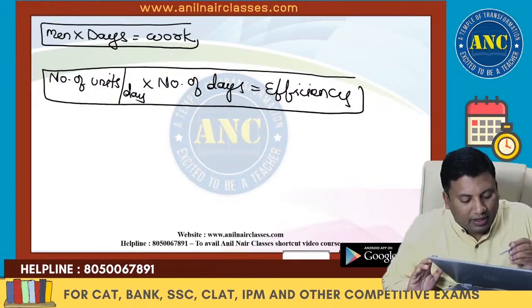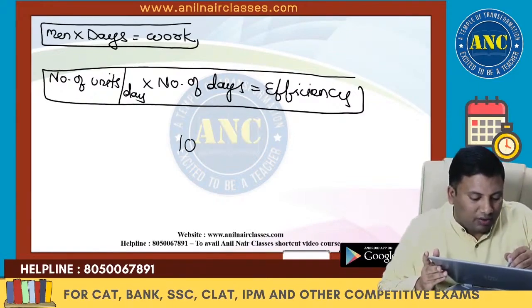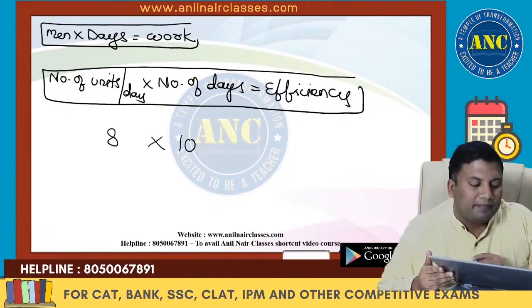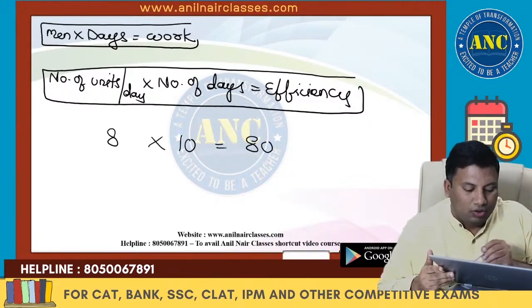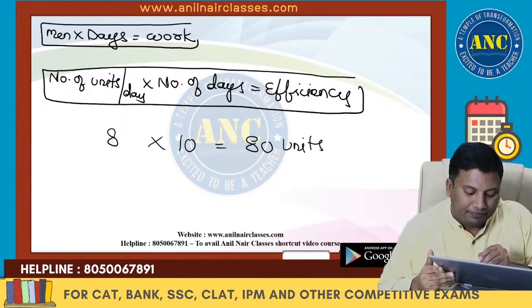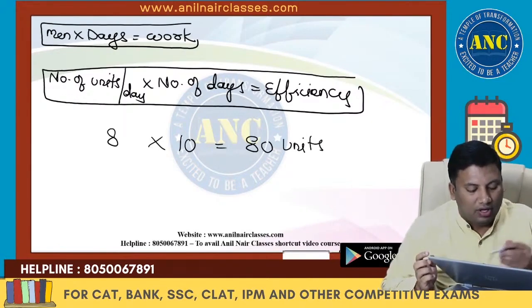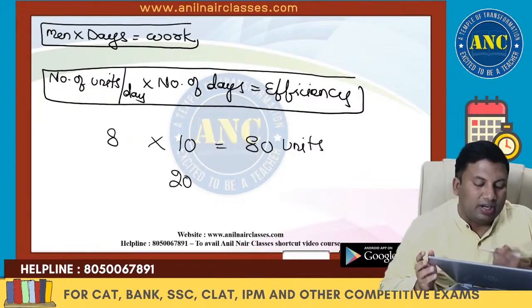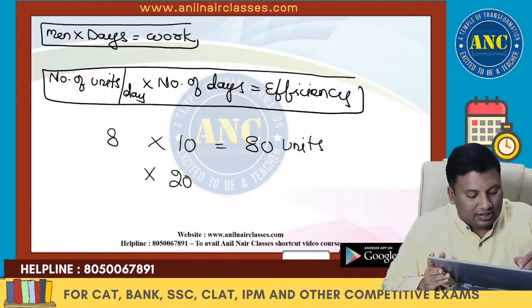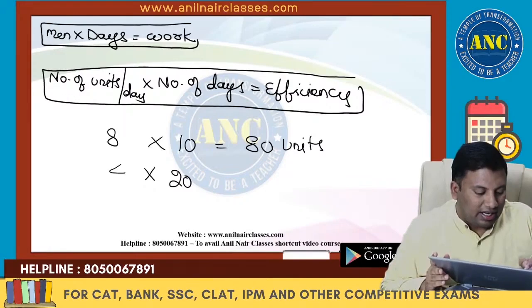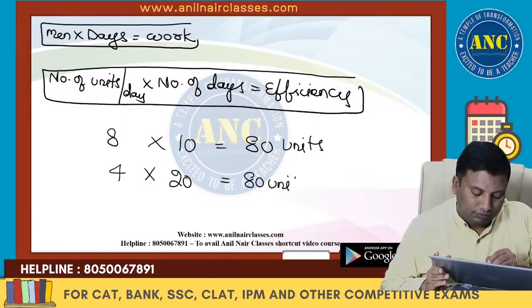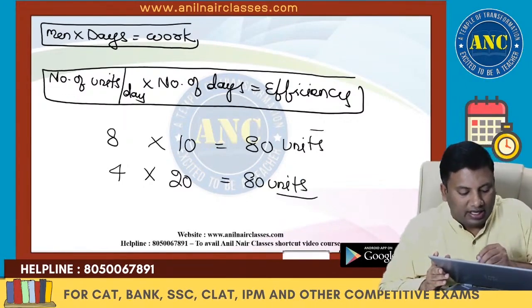Number of units per day. Suppose there is a person who can work for 10 days. Each day he can do 8 units of work. So totally he will do 80 units of work. Similarly, another person can work for 20 days, and each day he can do 4. So totally he will do 80 units. I hope it is clear, right?